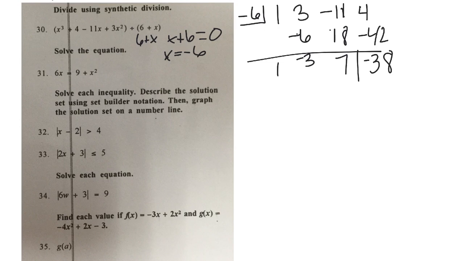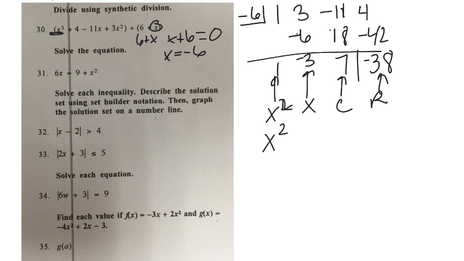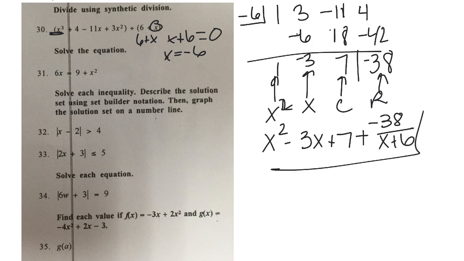So I get, this is my constant, this is my remainder, this is my x, and this is x squared. It's always going to be 1. If I'm dividing x by x cubed, my answer has to start with x squared. So it's x squared minus 3x plus 7 plus my remainder, negative 38, over what I divided by, x plus 6, or 6 plus x. That's my answer.